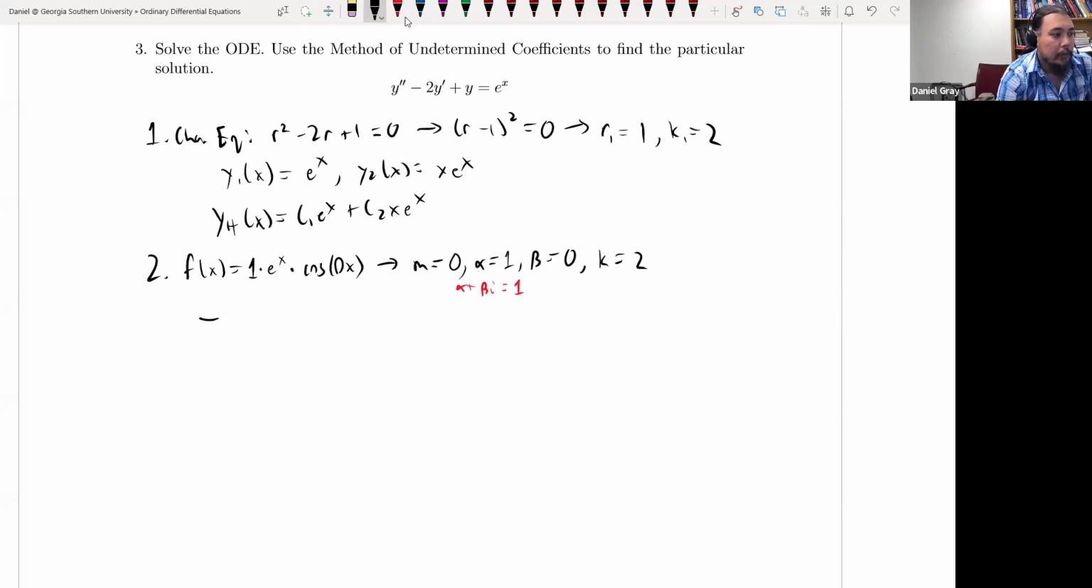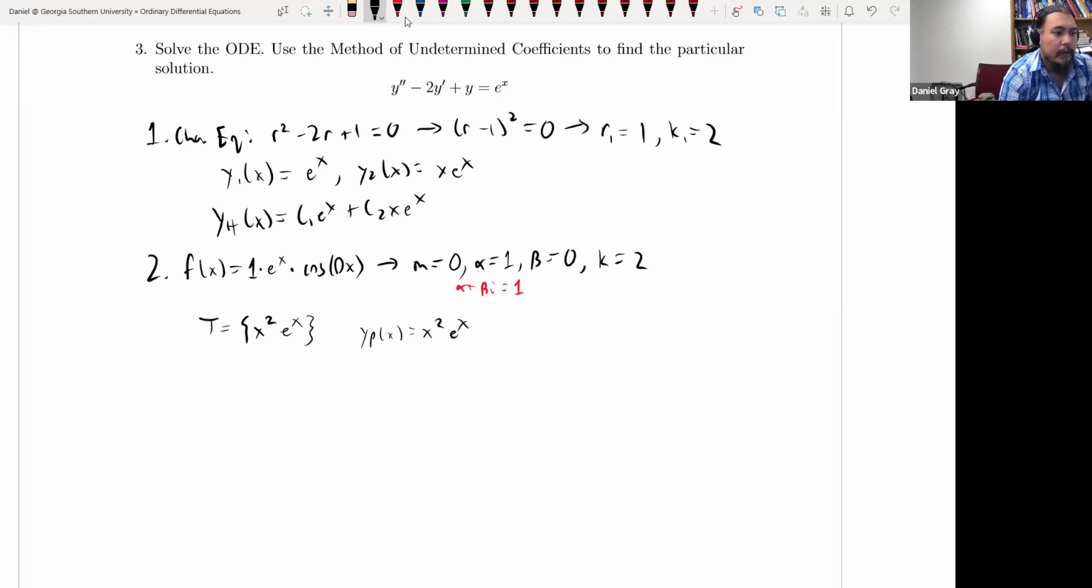Okay, so I'm going to do my set of associated functions here. It starts off at x squared, because it's x to the k power, right? e to the alpha x, that's e to the x, cosine of 0x, and we're going to go all the way up to x to the k plus m. So that's x to the second power, but we're already at x to the second power. So this is going to be our entire set of associated functions, which means that our particular solution just looks like x squared e to the x.